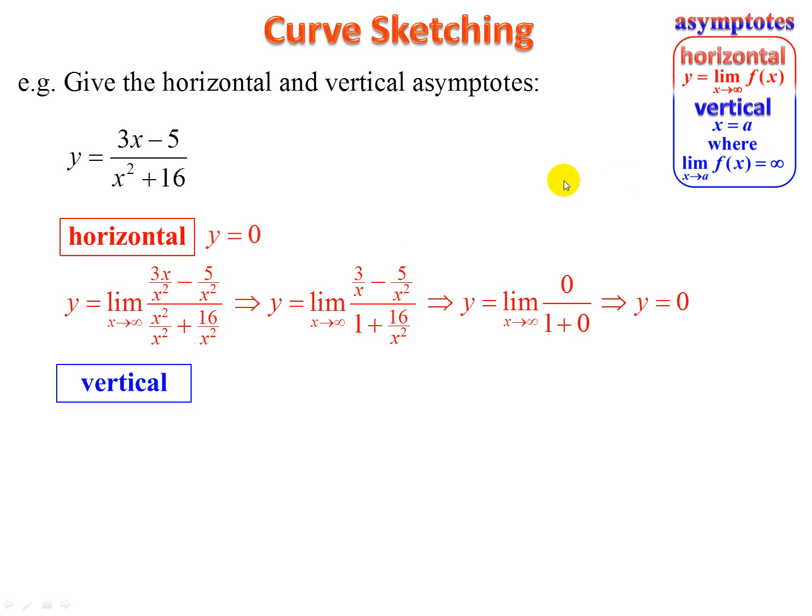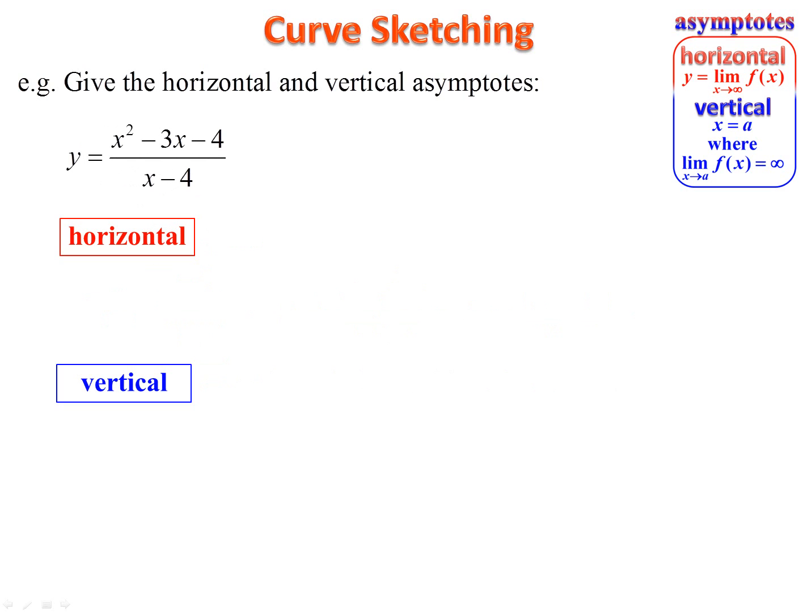Vertical asymptote. I need this to tend to infinity. What must x be? Well, consider it. x squared is positive, therefore x squared plus 16 is positive. This can never ever be 0. Therefore no vertical asymptote.